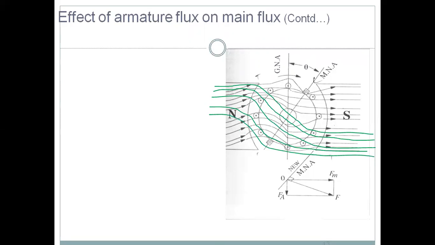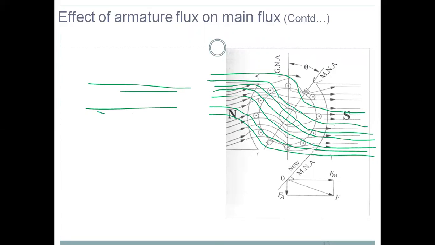Now the polar axis is changing. Please see here, polar axis is changing. Previously the polar axis is the center of the north and south pole. Now this is not the center of the pole. It will come to here because of the armature reaction. Then this one is the polar axis.